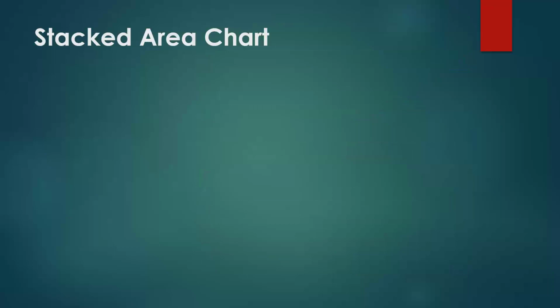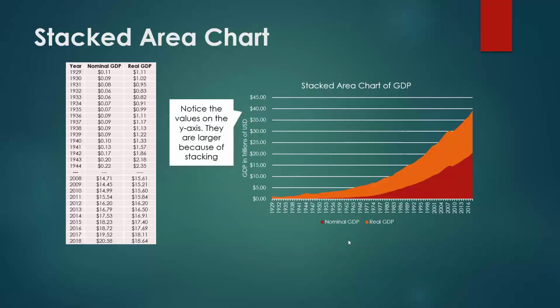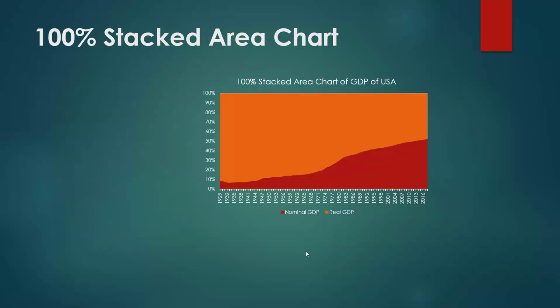Line chart, area chart. The only difference, you fill the area between the line and the x-axis. You can draw a stacked area chart just like a stacked line chart. You're just shading the areas under the lines. Of course, in a stacked chart, notice that the y-axis, the values are larger because of the stacking. Similarly, you can have 100% stacked area chart, just like 100% stacked line chart. So let's go to Excel and see how to draw these charts.